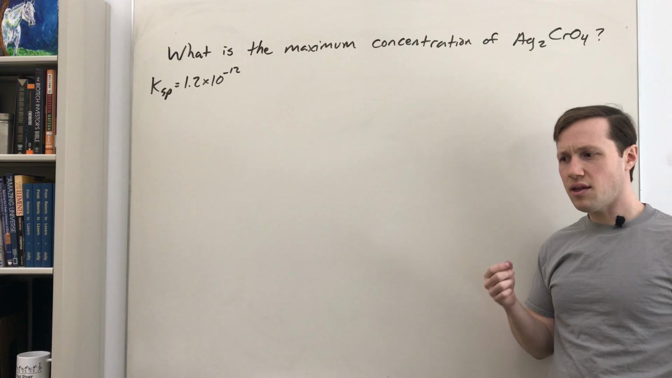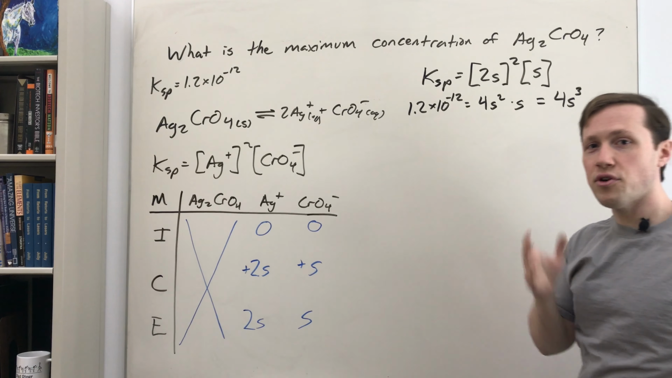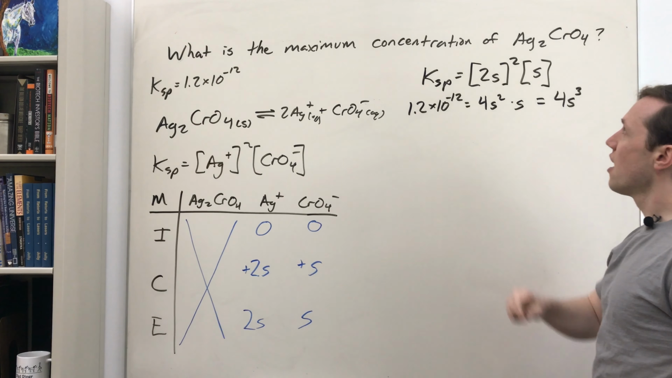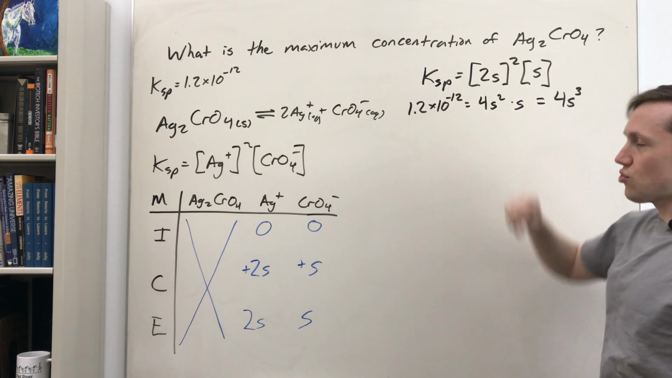Now you might be feeling a little bit more comfortable. We can use that value of KSP that we got previously from our table, and we can distribute these through. 2s squared makes 4s squared once we distribute it through, times s. This equals 4s cubed. I would say the most frequent mistake that folks make when working on problems like this is neglecting to square that coefficient, or do whatever power is present.